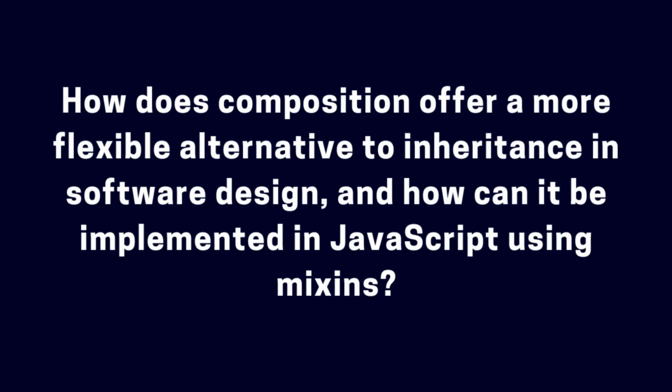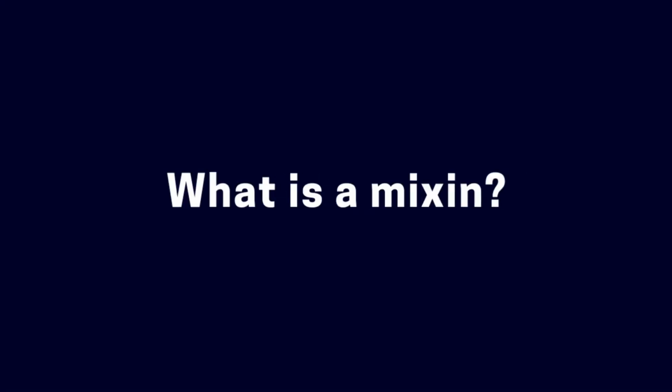Composition offers more flexibility than inheritance by allowing objects to include and use functionality from other objects, avoiding complex hierarchies. In JavaScript, it could be implemented using Mixins, where specific functionalities are added to an object as needed. This way you can add functionality without relying on inheritance. What is a Mixin? A Mixin is a reusable piece of code that adds specific functionality to objects or classes. In JavaScript, Mixins are used to share behavior across multiple objects by copying properties and methods into them.